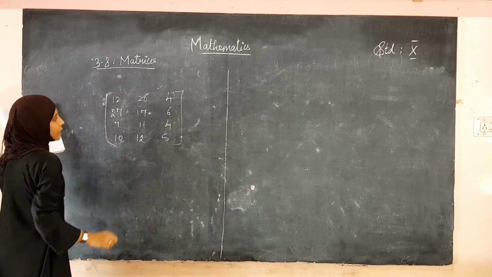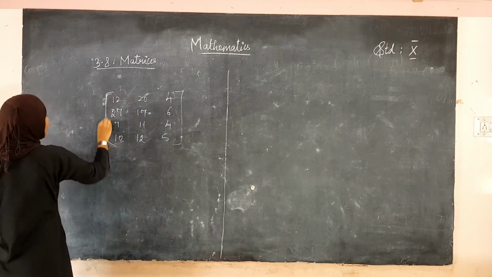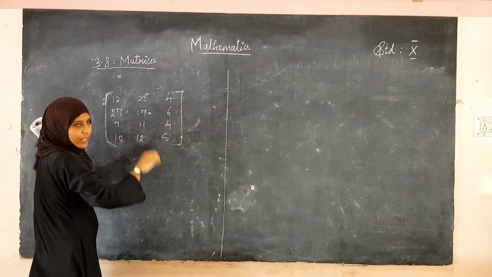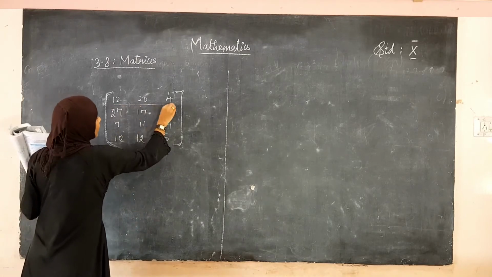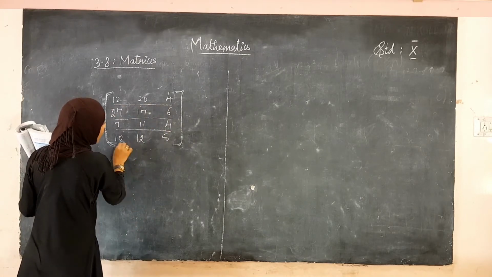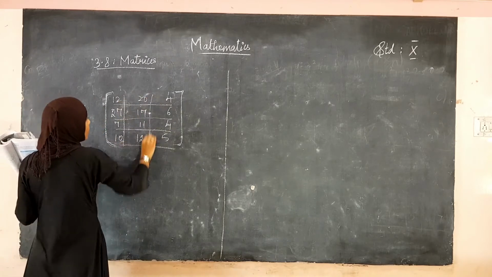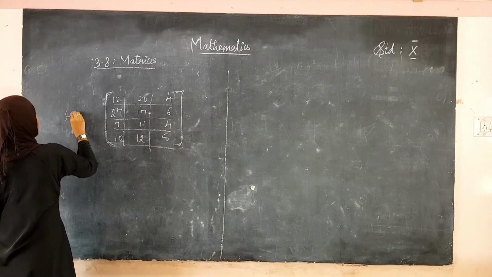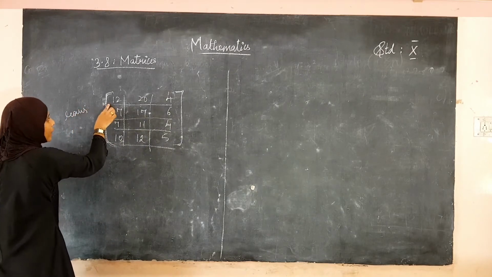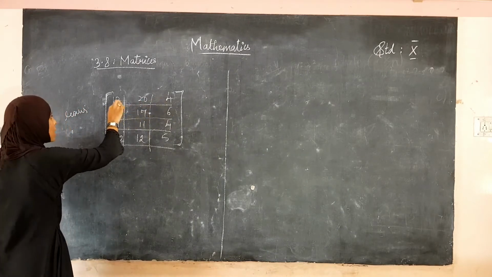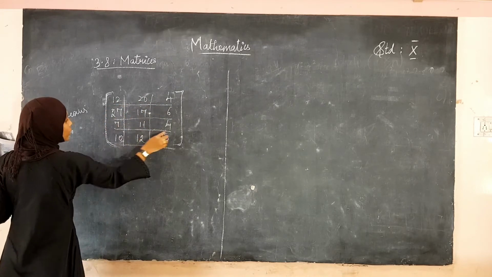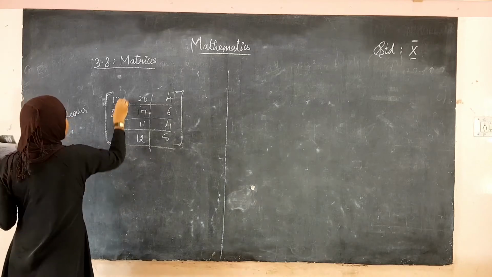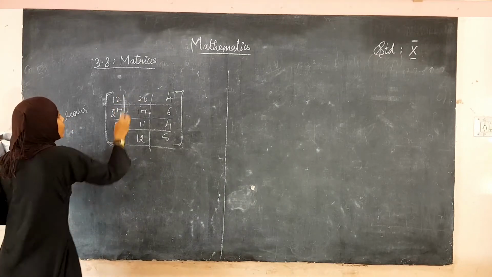The matrix is denoted using square brackets. This is a rectangular array of elements. See here, this is the horizontal arrangement, and this is the vertical arrangement. The horizontal arrangements are the rows. This first horizontal arrangement is row 1, this is row 2, this is row 3, and this is row 4. So this matrix contains 4 rows.